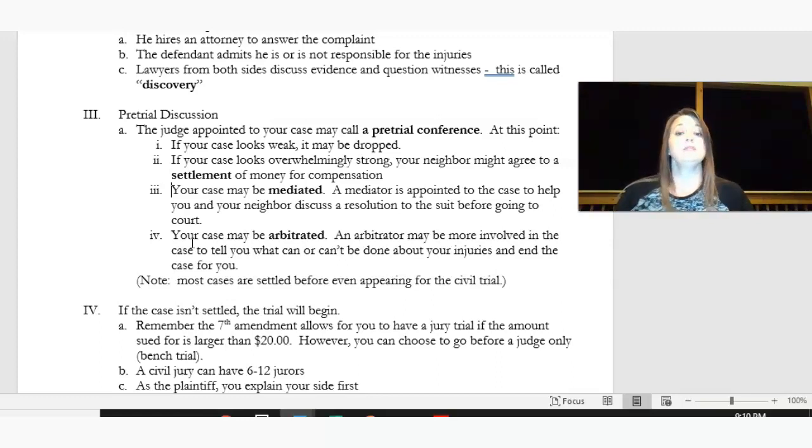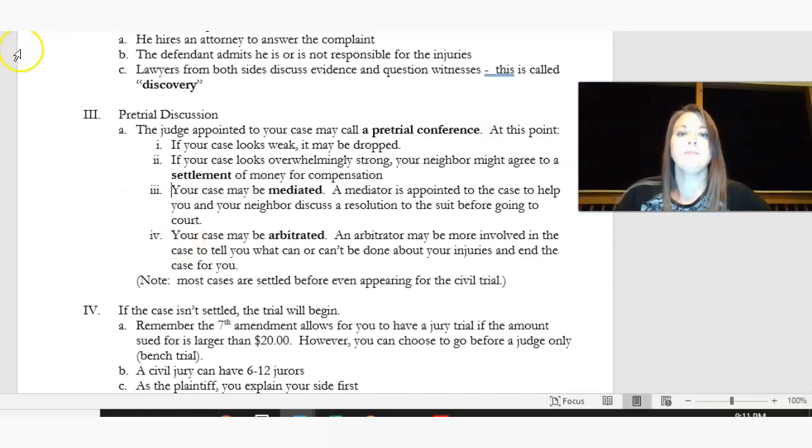So an arbitrator is someone who's more involved in the case. They will sit down and they'll listen to both sides. They'll listen to the plaintiff's side, they'll listen to the defendant's side, and they will make the decision for the case. It is a binding result, and so whatever Judge Judy says is binding in the case. Now both sides have to agree to that, so the plaintiff and the defendant will both have to agree to have their case arbitrated, and both have to understand that whatever that arbitrator decides is going to be the final binding decision.